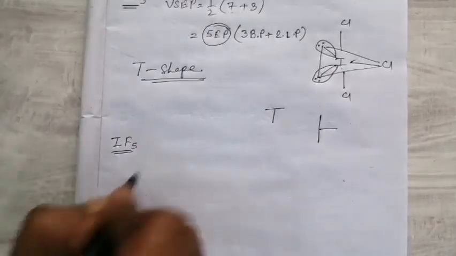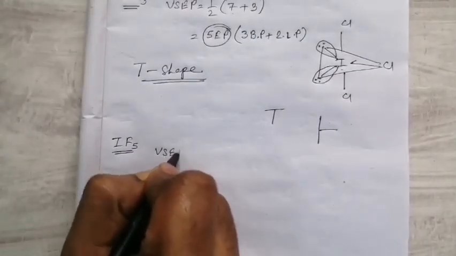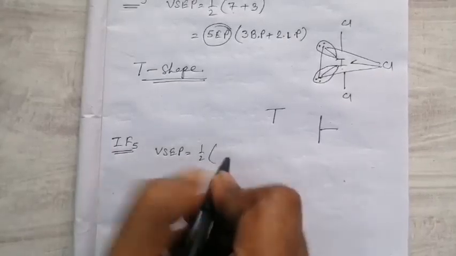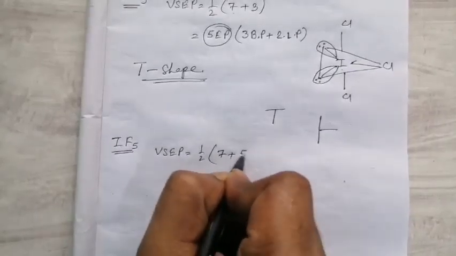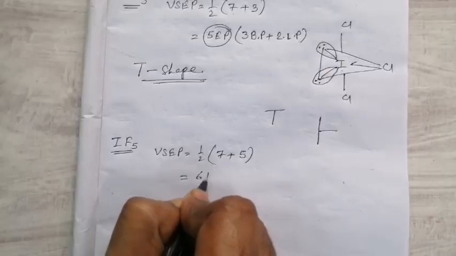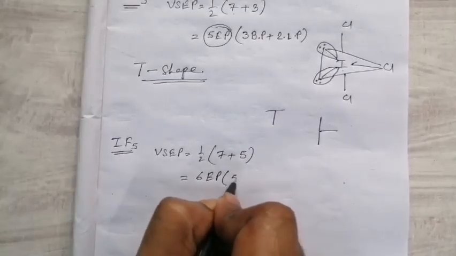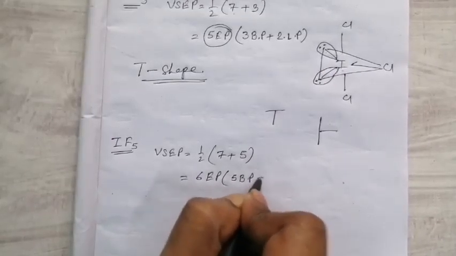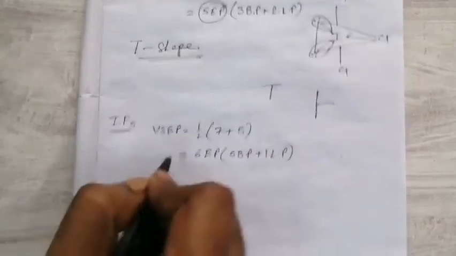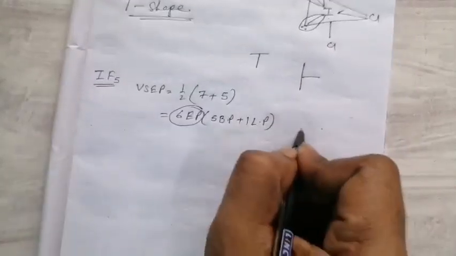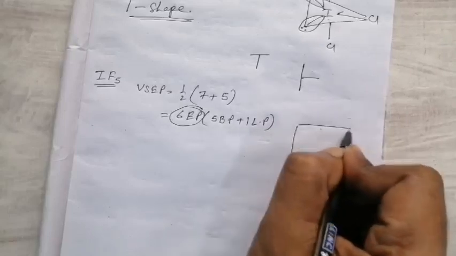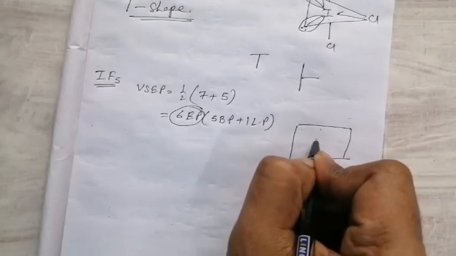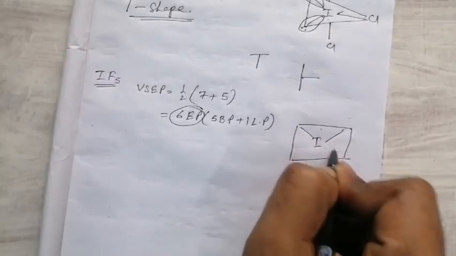IF5. VSEPR is equal to half of 7 plus 5, so it is 6 electron pairs. Out of 6 it is 5 bond pairs plus 1 lone pair. So the shape will be octahedral. So put the iodine here, put all the bonds.